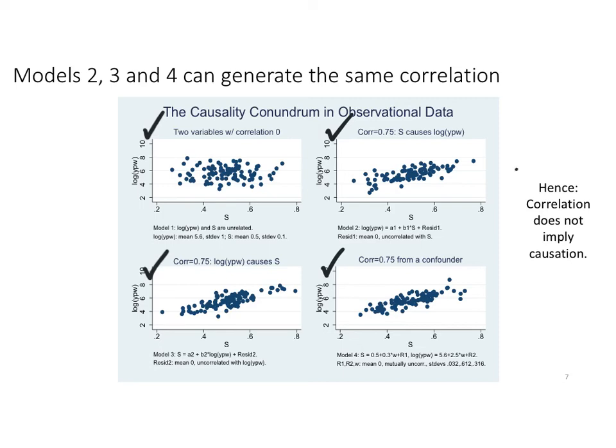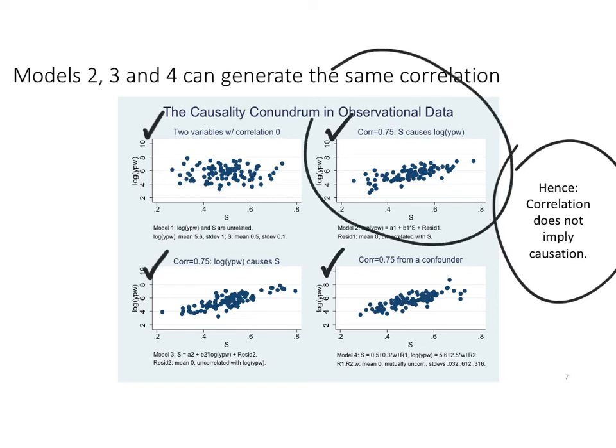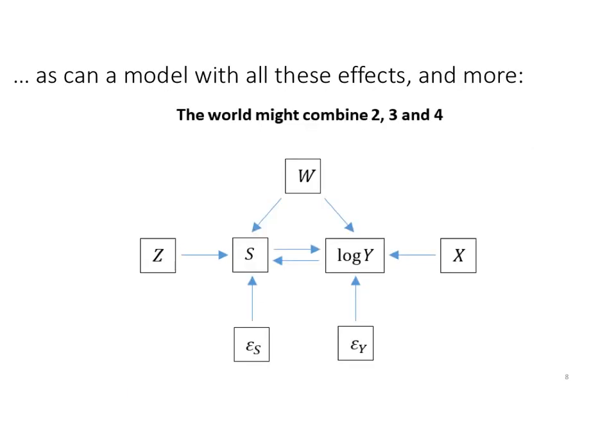So correlation does not imply causation in observational data. I have three very different models here, only one of which has causation from S to log Y. Well, unfortunately, the world is typically going to be even more complicated than this. Here's a model that combines all three of those patterns of causality that we saw, and this is the typical world we live in with observational data.